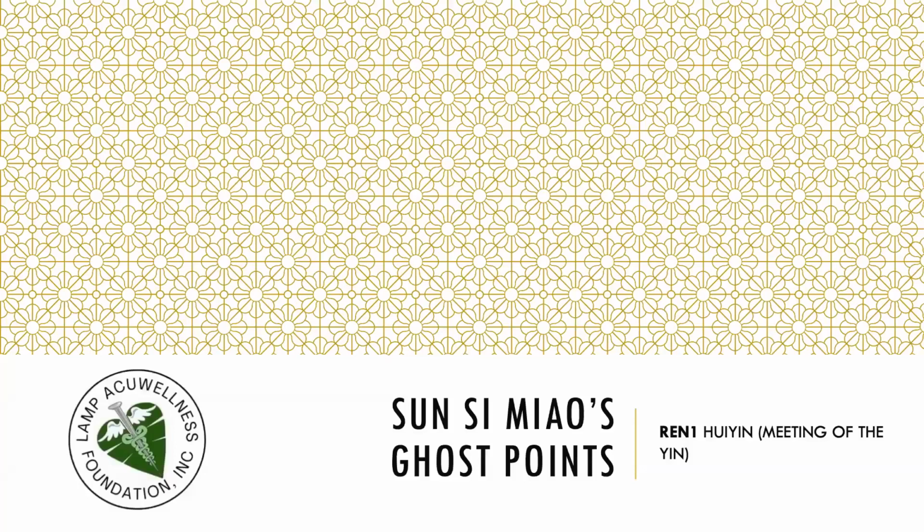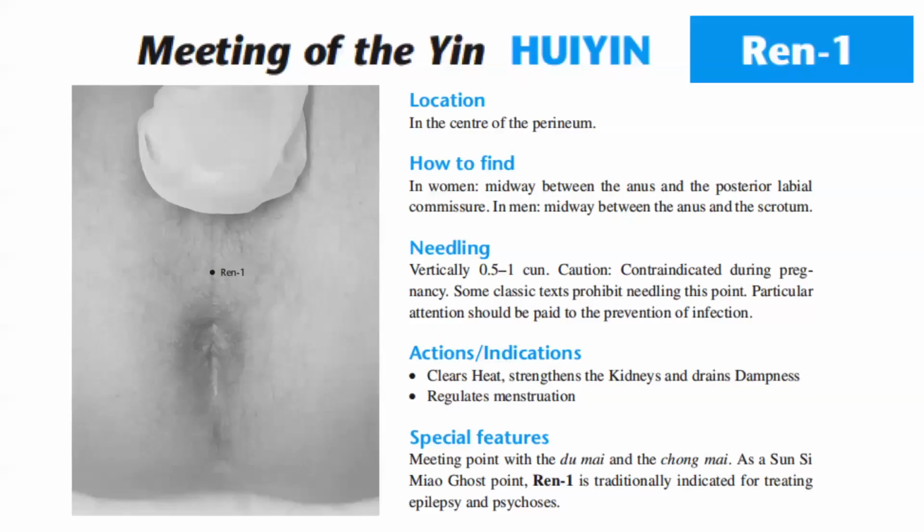Now let's talk about REN1, Hui Yin, meeting of the yin, a Sun Si Miao ghost point. REN1 is located in the center of the perineum. How to find it? In women, it's midway between the anus and the posterior labial commissure. In men, midway between the anus and the scrotum. Needle vertically 0.5 to 1 cun. Caution: contraindicated during pregnancy. Some classic texts prohibit needling this point. Particular attention should be paid to the prevention of infection.